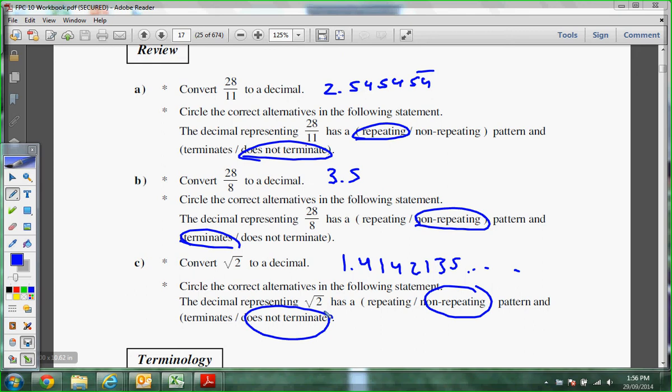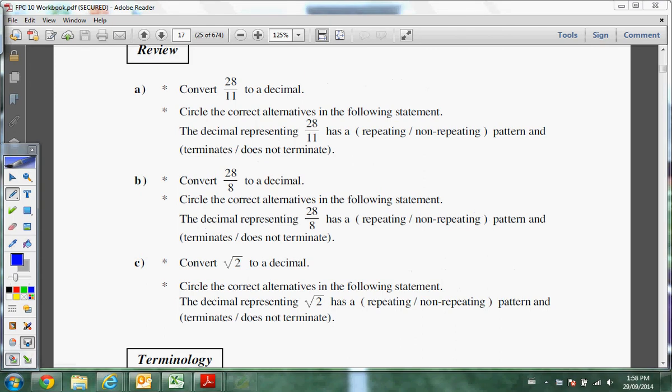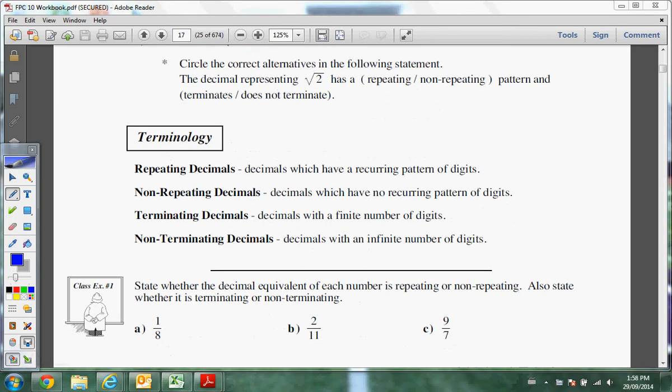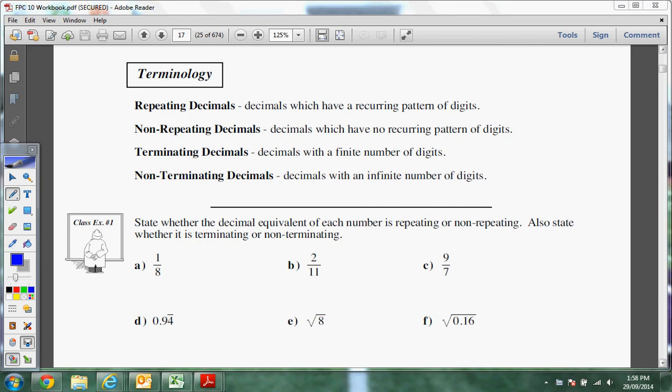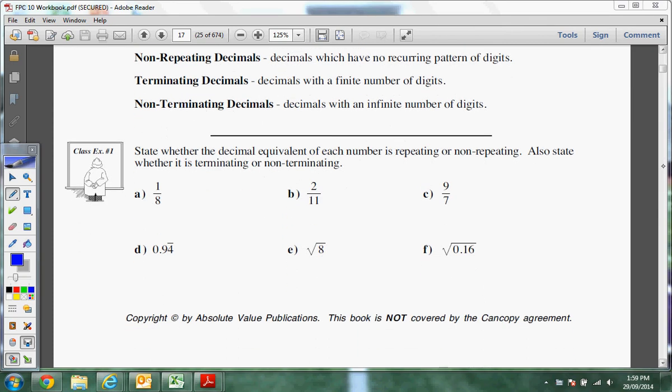Okay? All right, so terminology. So what do these ones mean? Repeating decimals have a recurring pattern of digits. Non-repeating means they go on for a long time but don't repeat. Terminating decimals have a finite number of digits, meaning they stop. Finite, okay, means you can count it. And then non-terminating decimals are ones that have infinite digits that don't stop.